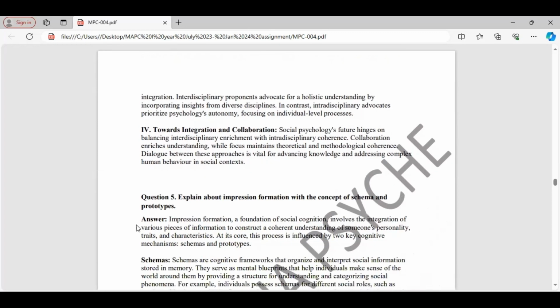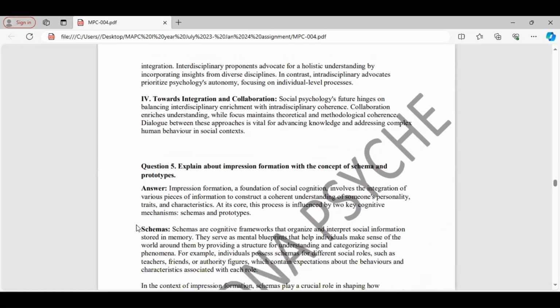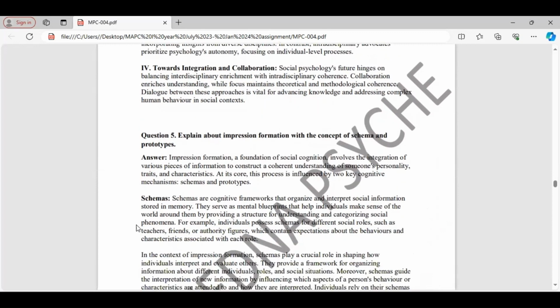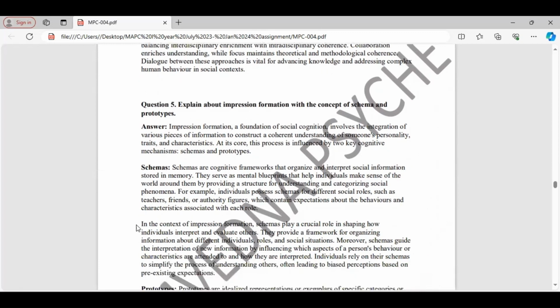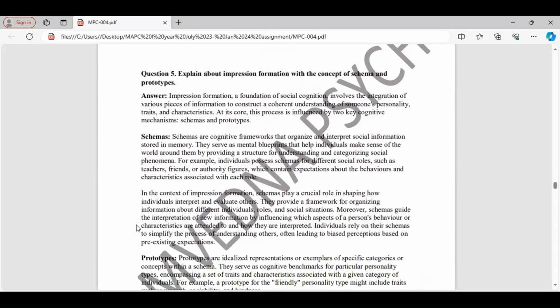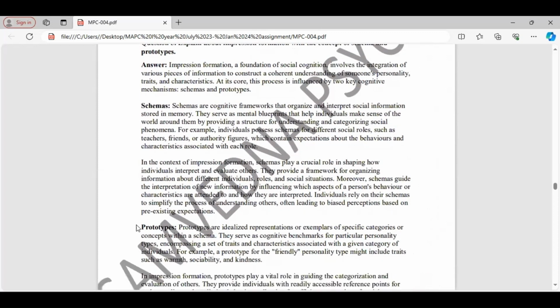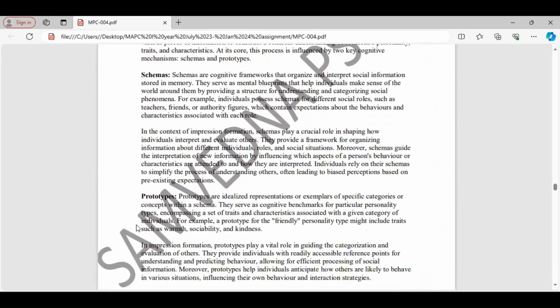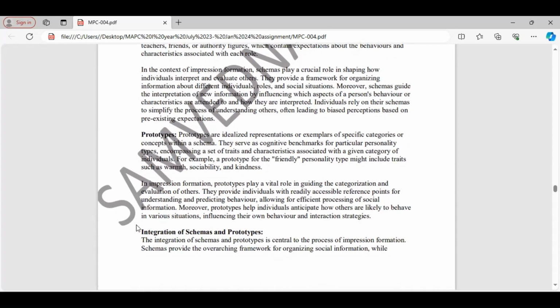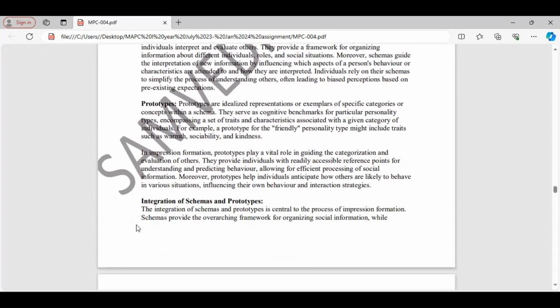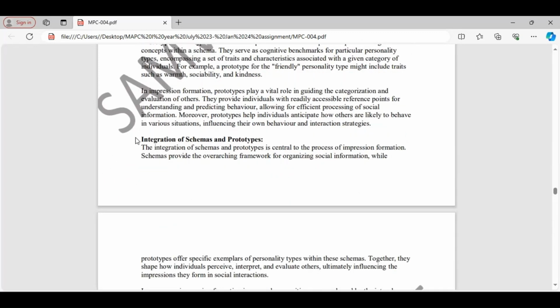Question 5. Explain about impression formation with the concept of schema and prototypes. First of all, we'll talk about impression formation that I have done in the first para. Then we'll talk about schema in detail, what it serves as, and in the context of impression formation, what is the role of schema. Next, prototypes. Again, after telling what is prototype, then we have to discuss its role in impression formation. And lastly, how integration of schemas and prototypes, they are helpful in impression formation.